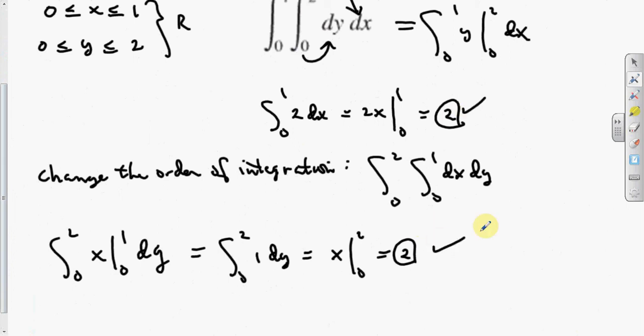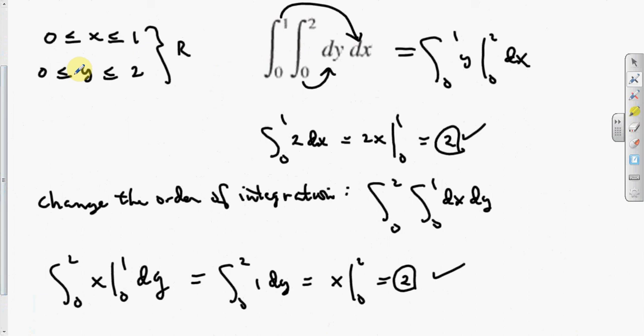I'm going to show you in the next problem where switching that order is not as easy as we would hope it to be if I have the boundary and the boundaries are functions. Here my boundaries were fixed numbers, 0, 1, 0, 2, right? So just switch that directly and you're fine.